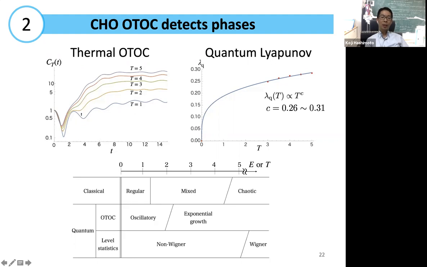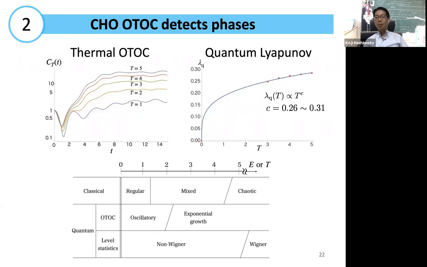So you cannot say that this is exponentially growing. Around here, there is no plot. But at a higher temperature, there is exponential growth. And you can see that, in fact, the Lyapunov exponent is proportional to t to the power of c, where c is almost like 1/4.